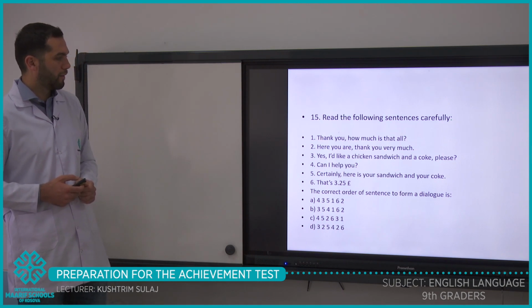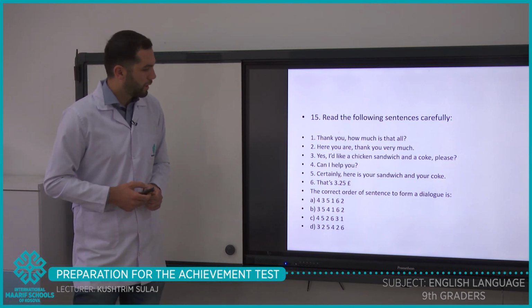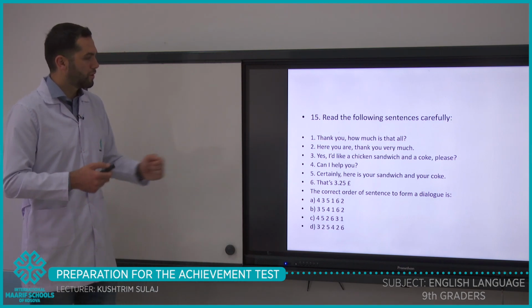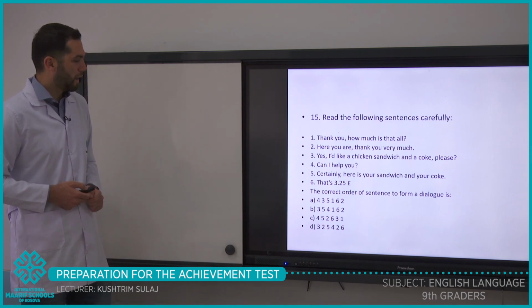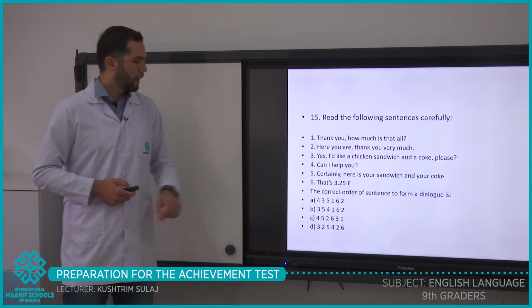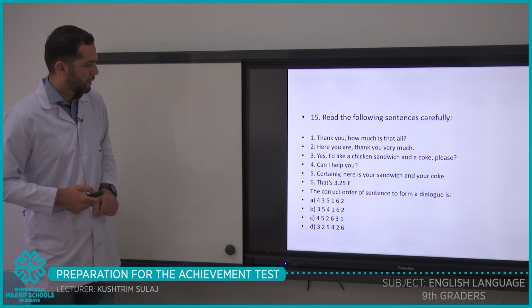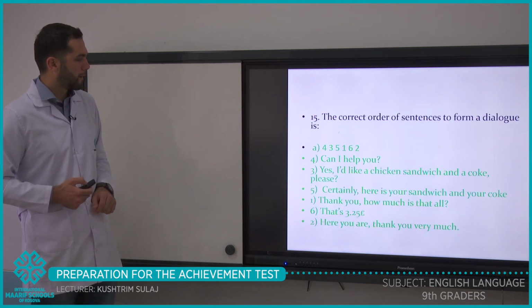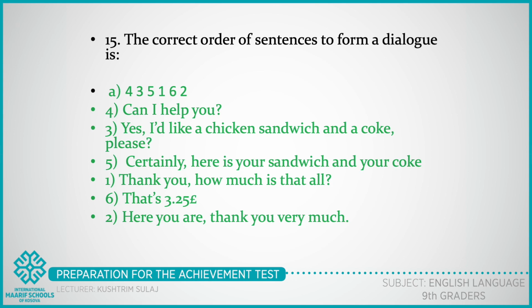Now, what do we have here? We have ordering, we have a waiter asking the customer what he or she likes to drink or eat, and then we have a price, and then we have a sentence that someone is saying thank you. Now, the right order should be like this. Can I help you?